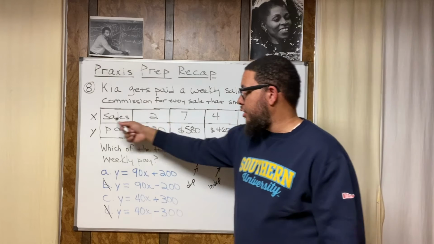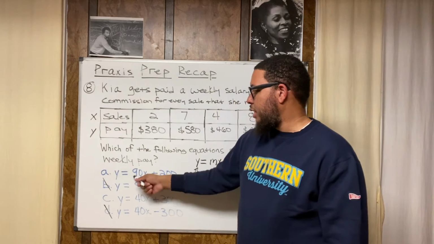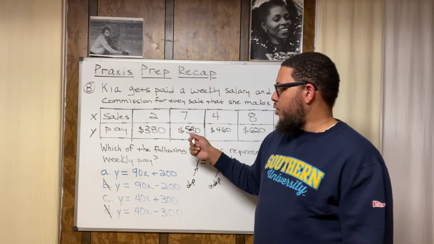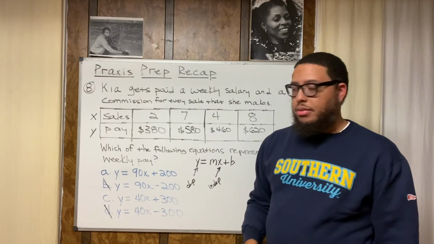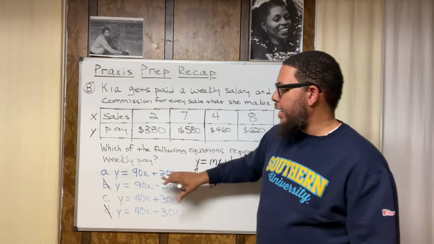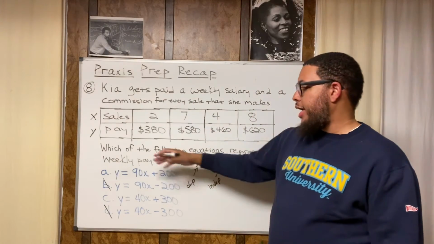And remember, because 7 is X, and this is my X value, 90 times 7 is 630. 630 plus 200 is 830. 830 and 580 are not the same thing. So because this pair of numbers does not give us a true statement, we know that A is wrong.